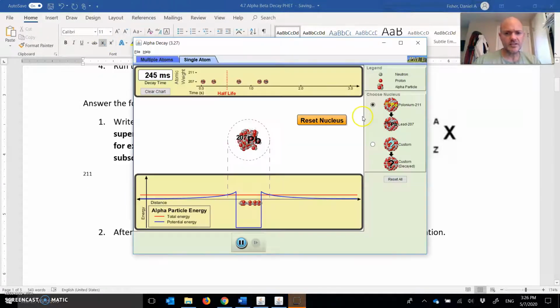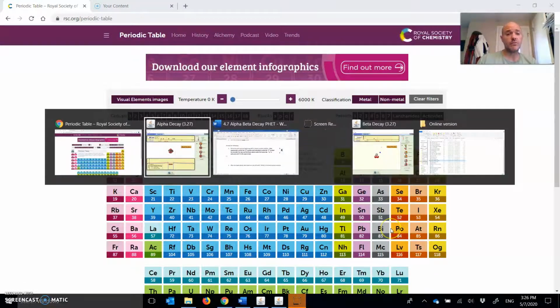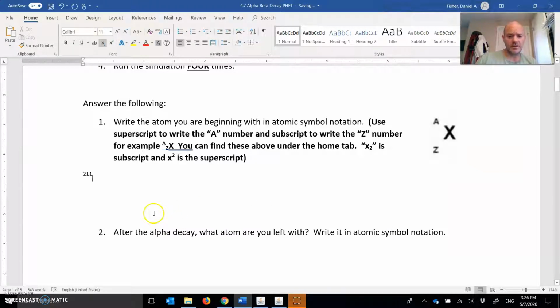Okay, so 211. Then I'm going to click the subscript, and I'm going to have to look up, I know it was polonium, so I'm going to look over at a periodic table and find polonium. Polonium is element number 84. So that means it has 84 protons. So when I come back here, I can write 84 like that. And then I can click off of that and Po. So this is how we can write atomic symbol notation in Word pretty easily.